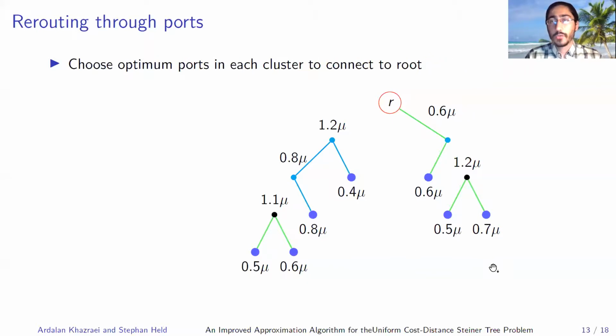And now we have to reconnect our cutoff tree by shortest paths. And in each cluster, we make a choice of one of the terminals to connect the rest of the cluster through to the root. And this choice of the best terminal to serve as a port for the other terminals inside its cluster to the root is made such that the computed contribution of this cluster to the objective value is minimized.